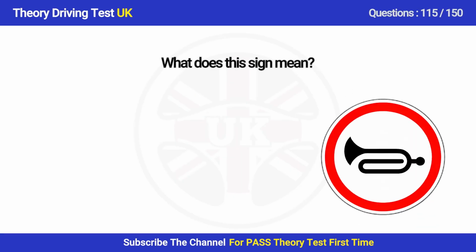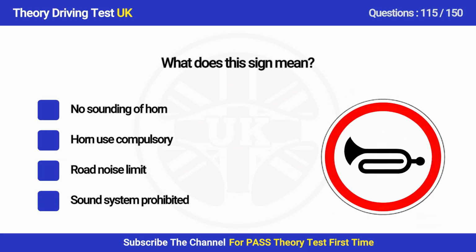Question 115. What does this sign mean? A. No sounding of horn. B. Horn use compulsory. C. Road noise limit. D. Sound system prohibited.